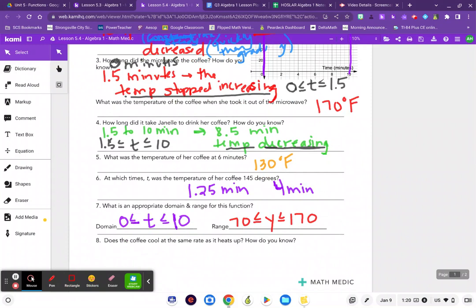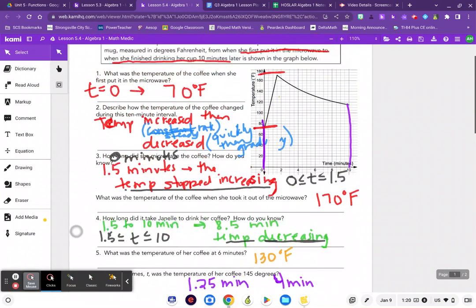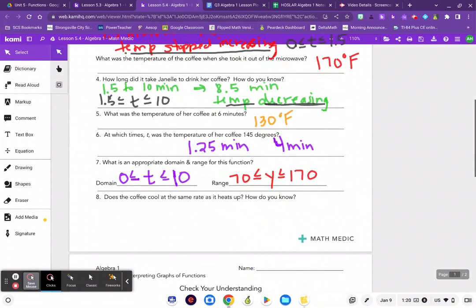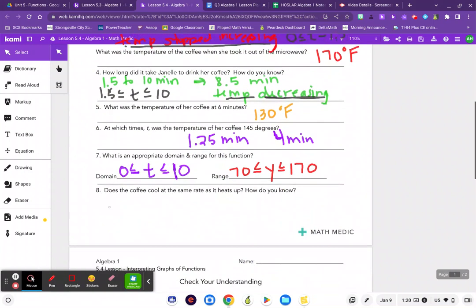And 8 says, does the coffee cool at the same rate as it heats up? And this is that idea that I was mentioning earlier. In problem 2, it looks like I'm increasing at a steady rate, but then my temperature is decreasing at more of that curve. It's decreasing quickly and then gradually. And so the answer is no. They're not increasing and decreasing at the same rate, right? So it is no. Oops, got it right though. No. It's increasing at a steady rate.